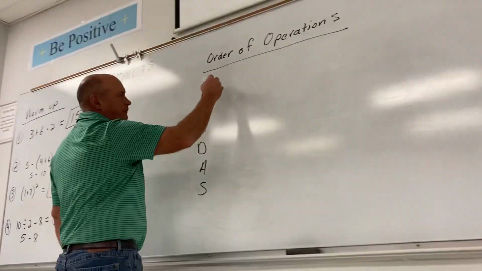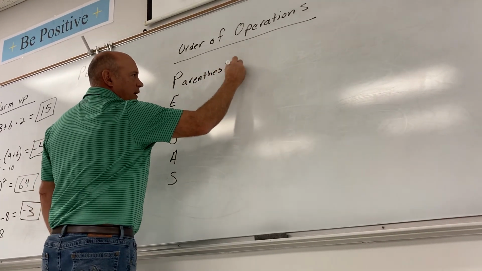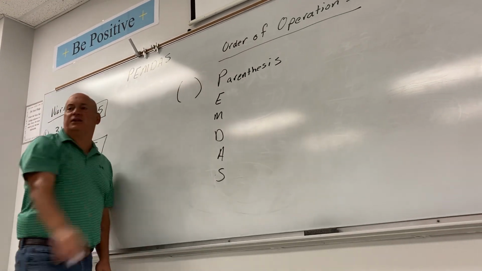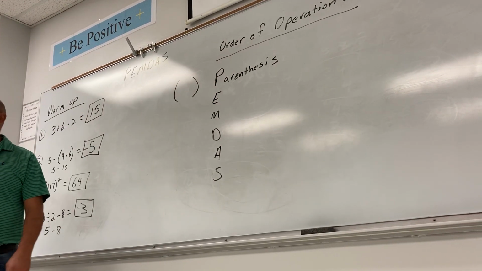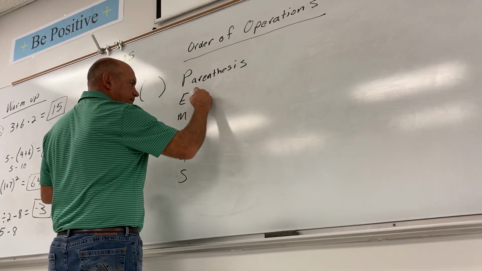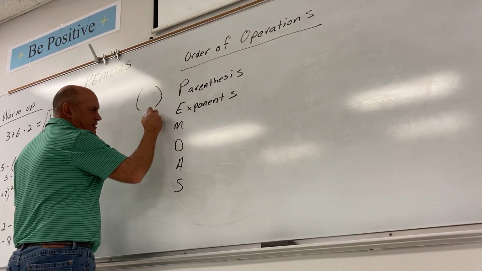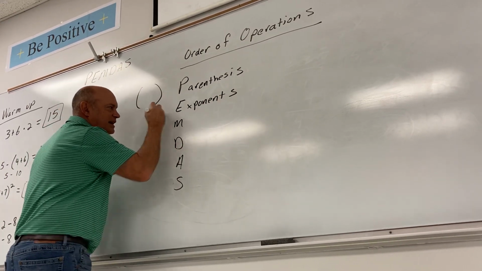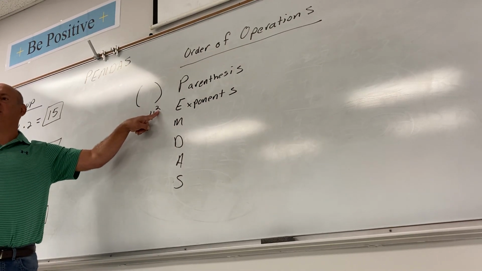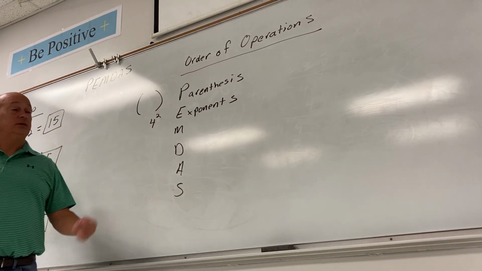P is what? Parentheses. If you see parentheses anywhere in the problem, look at those first before you do anything else. E? Exponents. Exponents are little numbers like this. 4 to the second power. The little power up here, 2, is the exponent. They're always going to be little numbers. Or 3. They can put it in any number they want.